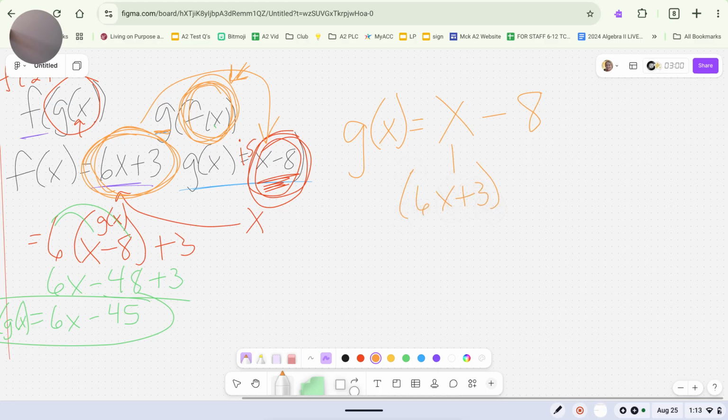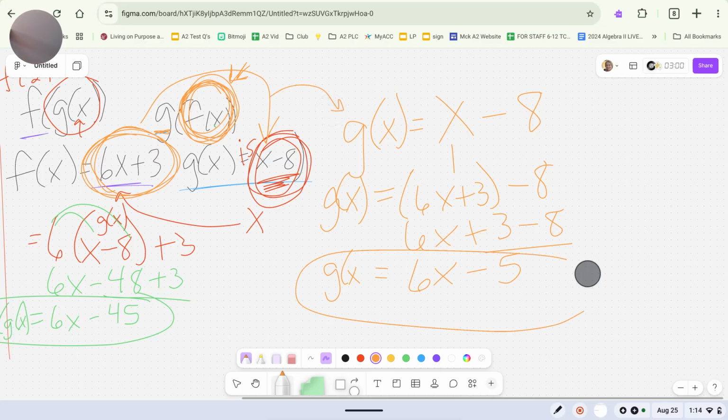That's my x, because it's in the middle, minus 8, which is in the whole g of x function, right? So now, 6x plus 3 minus 8, well, I can combine those in my calculator. 3 minus 8 is negative 5. So my answer is 6x minus 5. That's my g of f of x answer. That's my part 2 answer right here. So that's what you're doing. So that's all you're doing.